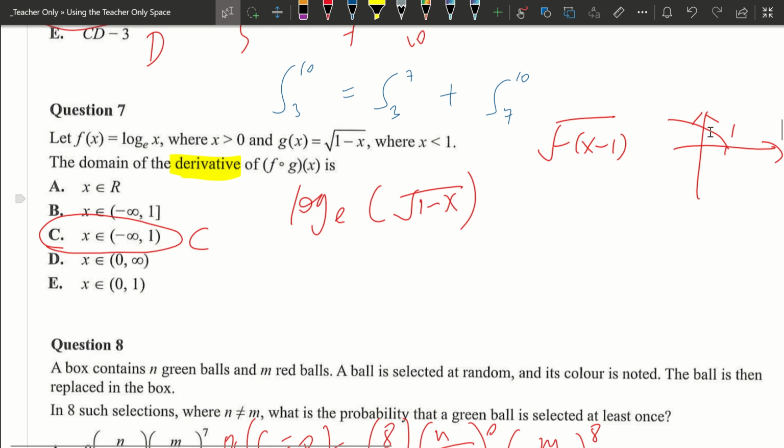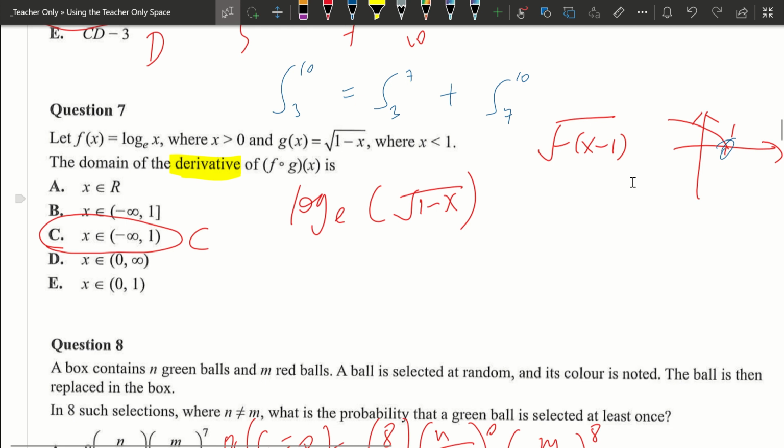Okay, and then I ask myself, for this function over here, I need to sub all the y values into my log function. Is there a problem when I sub all the y values into the log function? Yes, there is. There's one problem, which is this y value here. When the y value is 0, you can't sub 0 into a log function. But everything else is a positive y value, so I can sub it in.